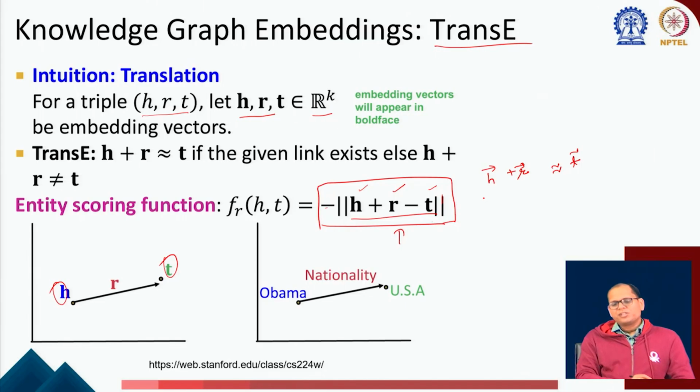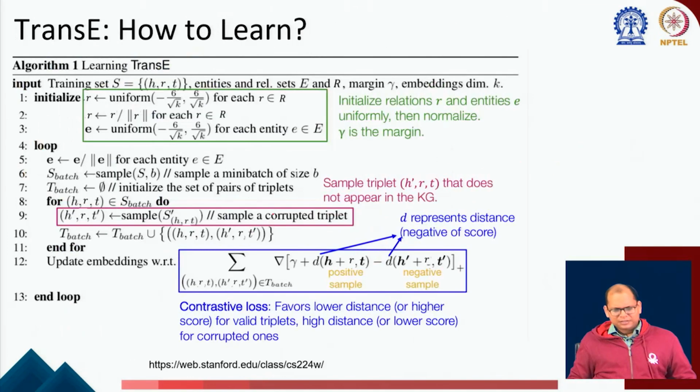So the first question that came is how do you learn the embeddings using this logic. And once you have learned the embedding, this can be a scoring function to predict between any h and t, is there a relation r or not. So they used a very nice intuitive idea. So what would you do?